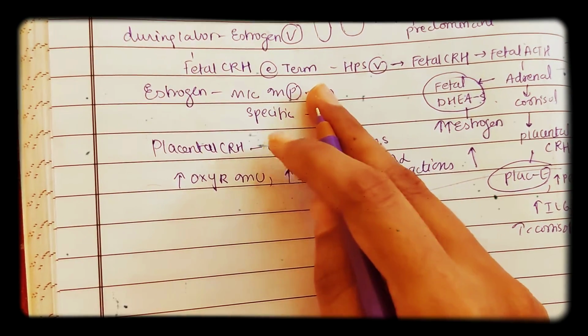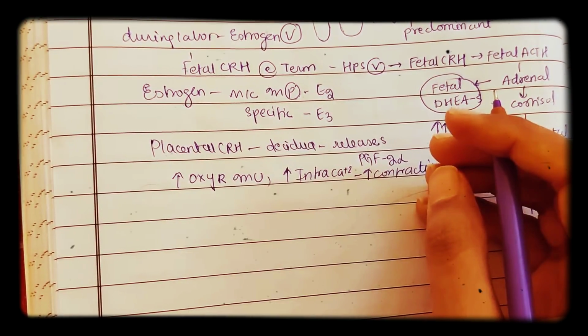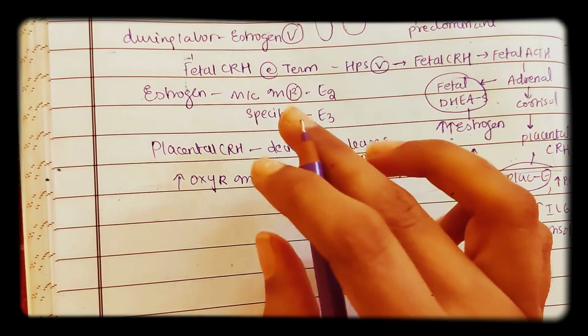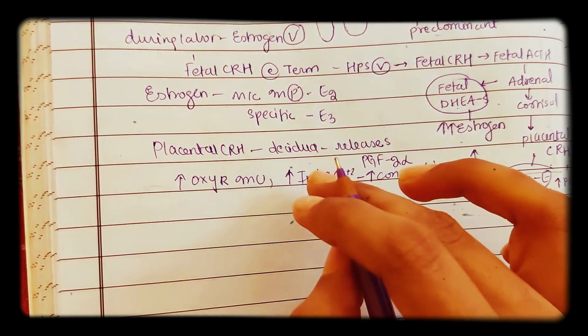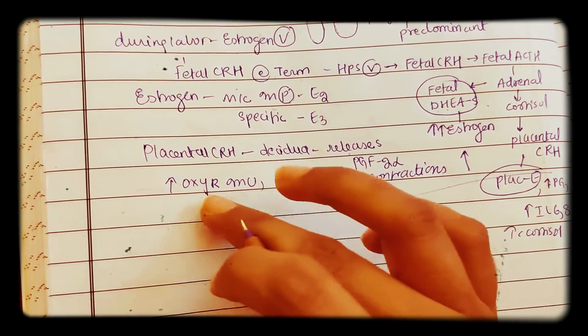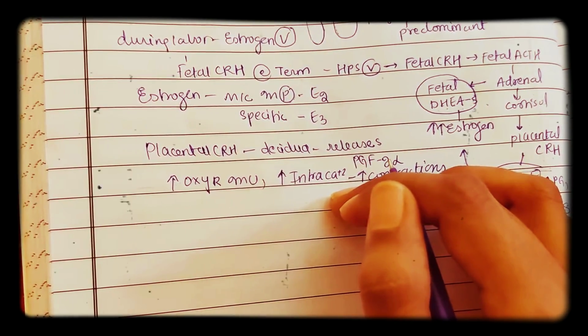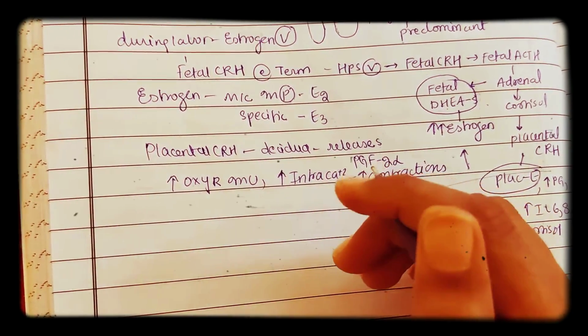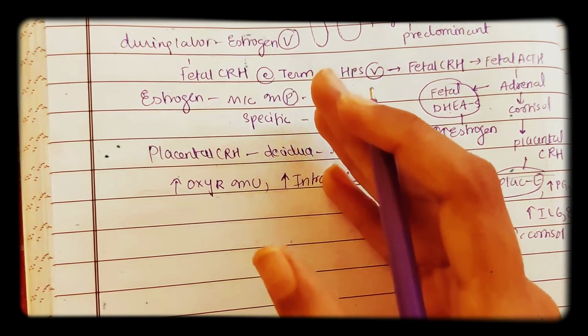So the fetus is only giving signals to the mother for the labor process. It is increasing estrogen, which leads to an increase in placental CRH. This in turn leads to an increase in oxytocin receptors, an increase in calcium influx, and finally an increase in contraction. So estrogen receptors in the uterus increase.